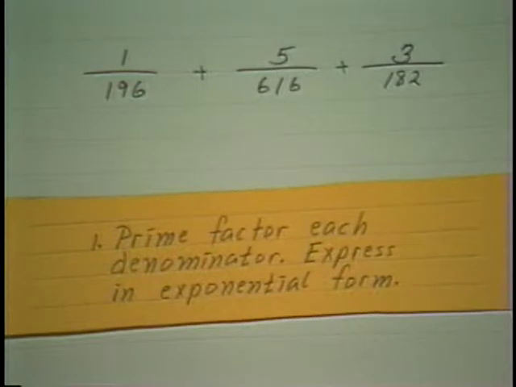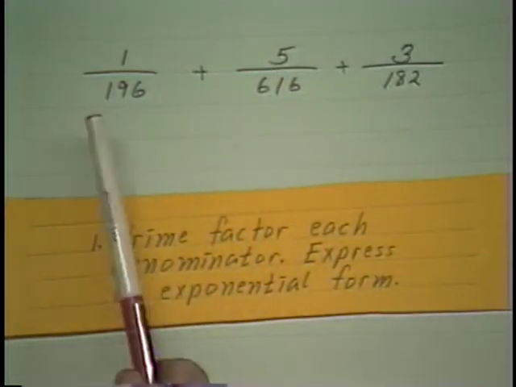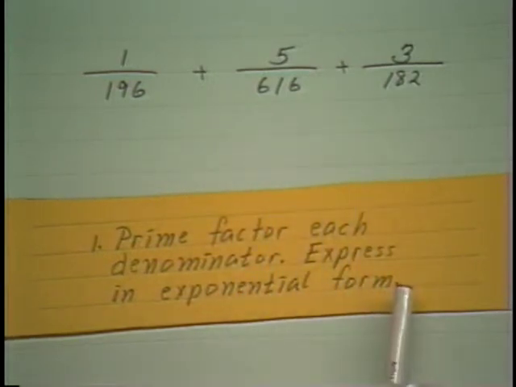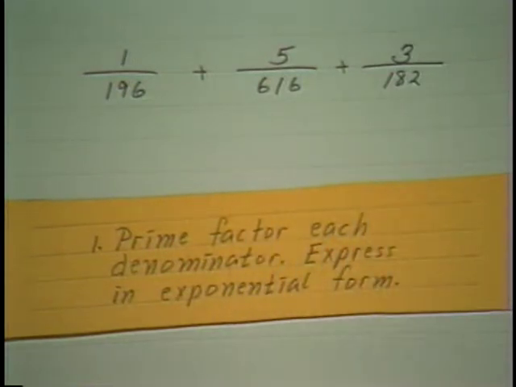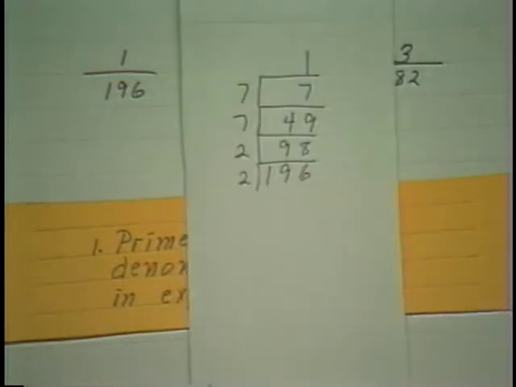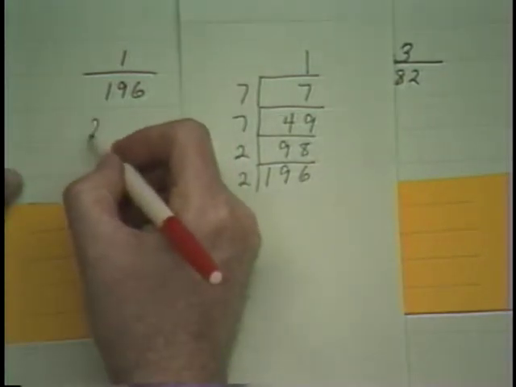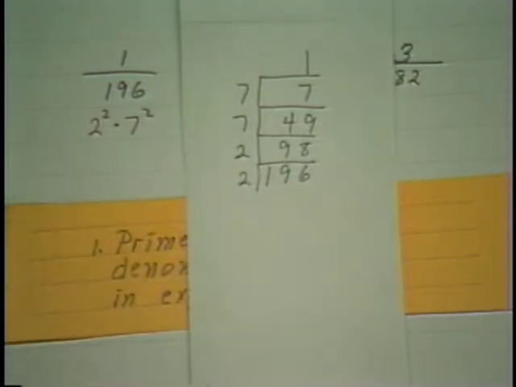You tell them to prime factor each denominator and express each prime factorization in exponential form. Let's do each one very quickly as one last review. By factoring, or by repeated divisions by prime numbers, we would get that 196 is 2 to the second power times 7 to the second power. So let's write that: 2 to the second power times 7 to the second power.